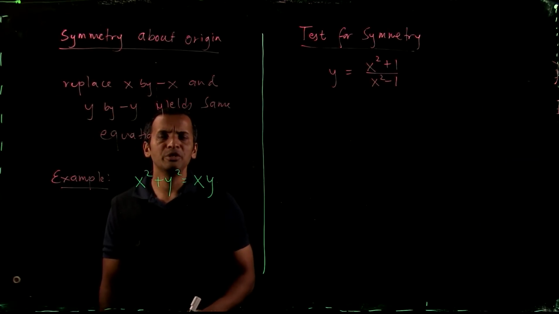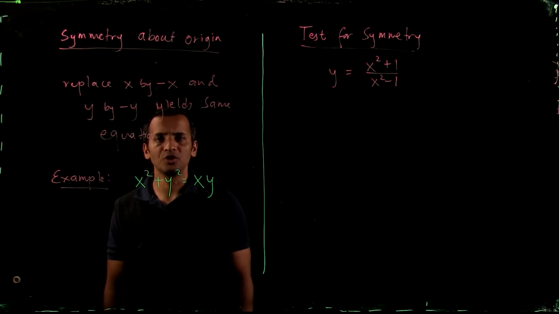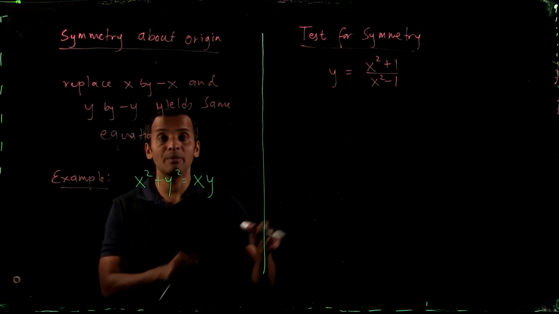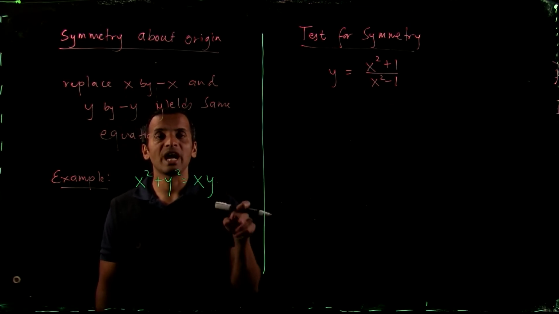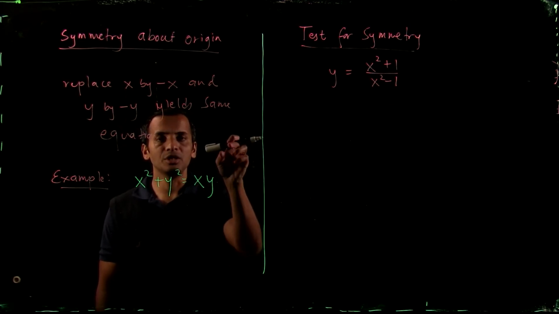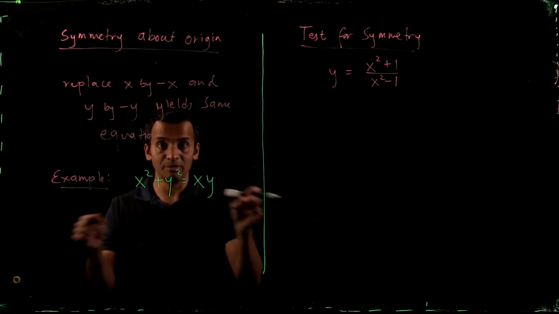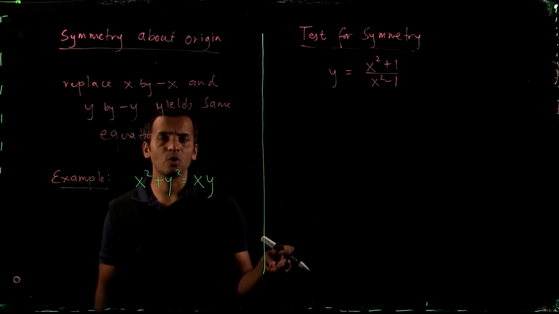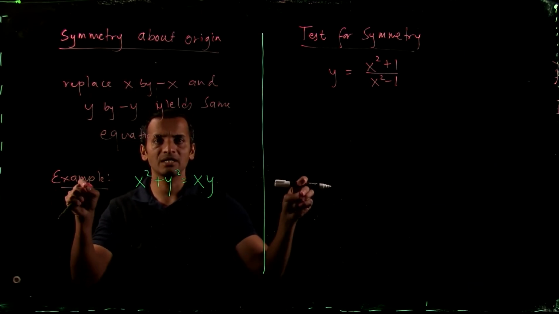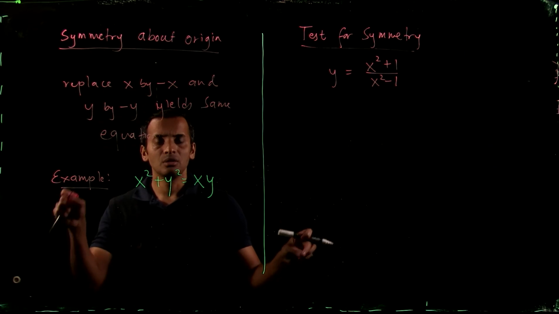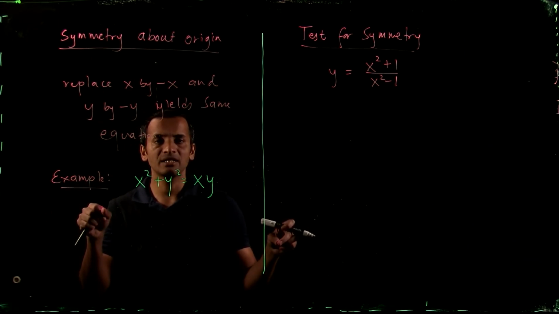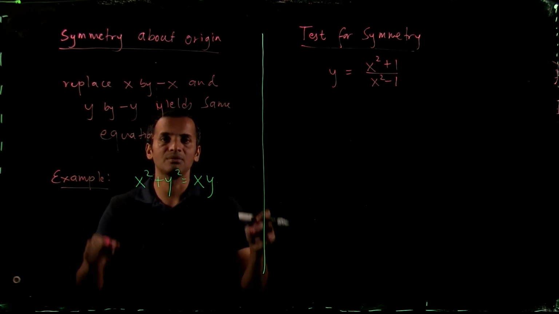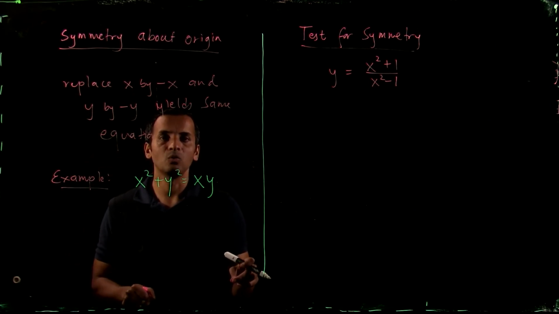There is one more type of symmetry that is called symmetry about origin. As you remember, for symmetry about x-axis, you replace y by negative y and get the same equation. If you get the same equation, that is symmetric about x-axis. Similarly, for symmetry about y-axis, you replace x by negative x. If you get the same equation, then you will say that the graph of that function or the graph of the equation is symmetric about y-axis.